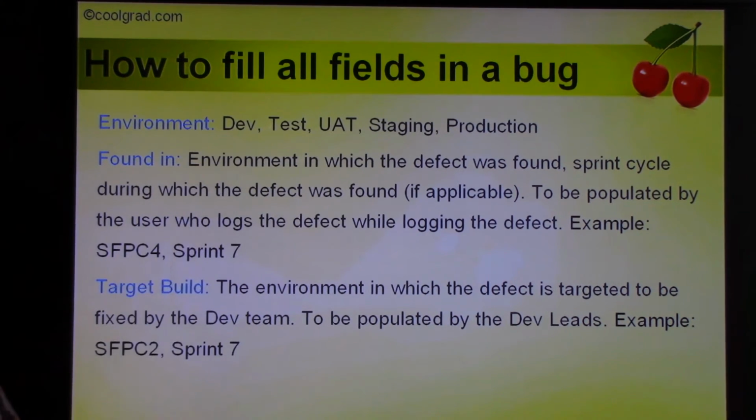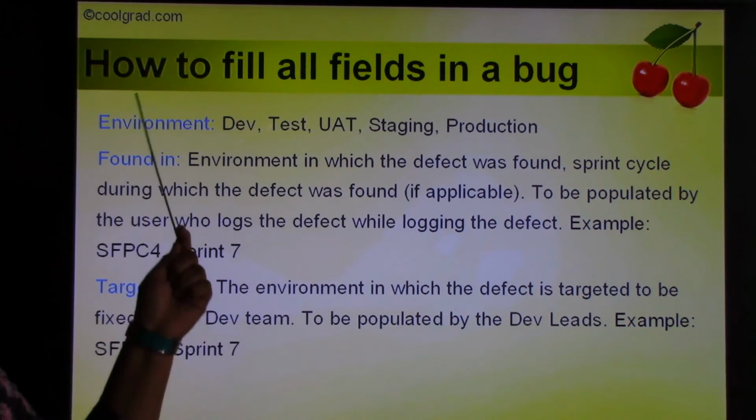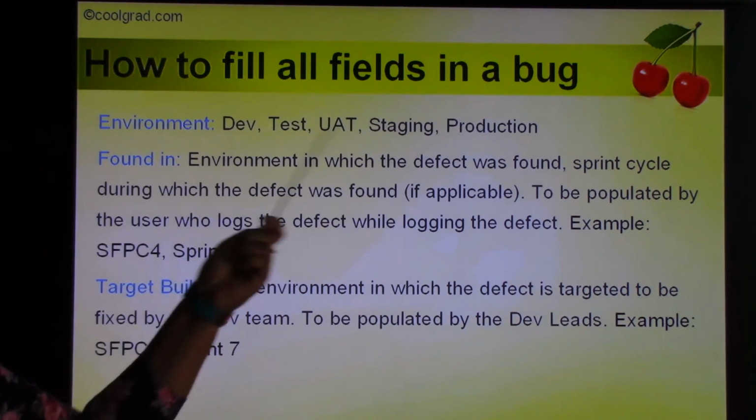So in a bug tracking tool like Rally, you can go to Rally online. Rally is software where you can get a free trial license and play around in the sandbox for a few weeks. Try and log bugs and play around in the system. How to fill all the fields in the bug?